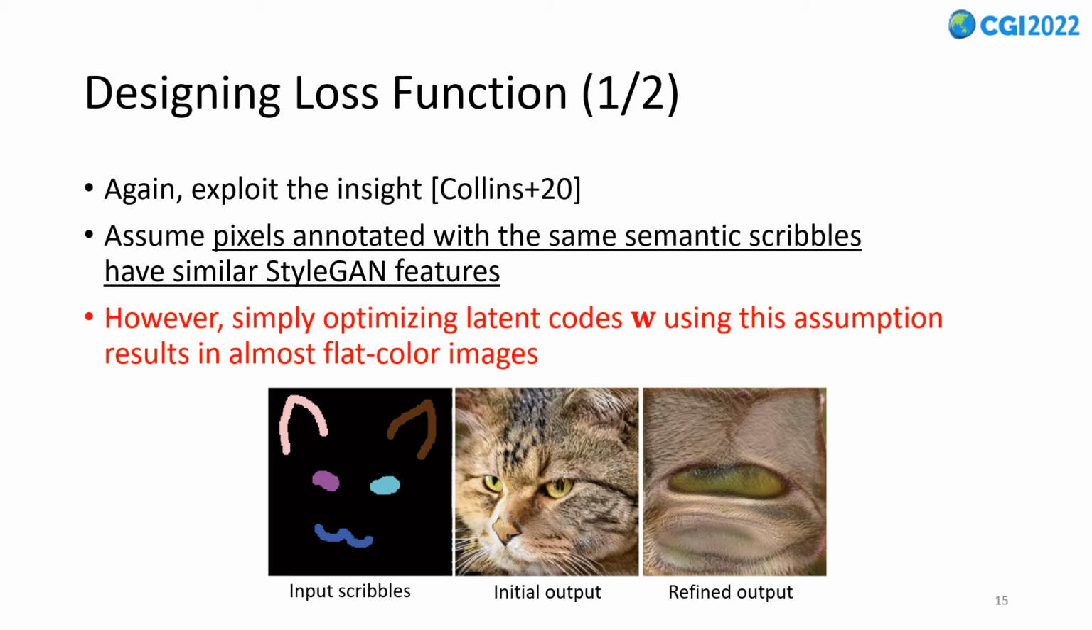For this purpose, we exploit Collins et al.'s insight again. We assume pixels annotated with the same semantic scribbles have similar StyleGAN features. However, as you can see, simply optimizing latent codes using this assumption results in almost flat color images.